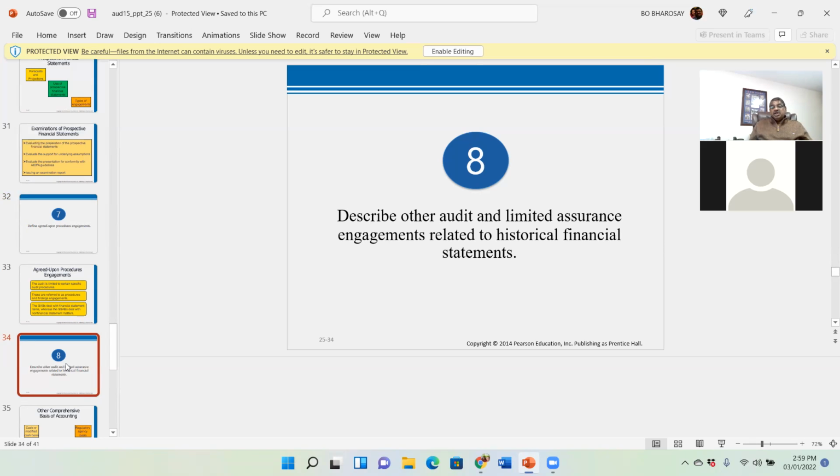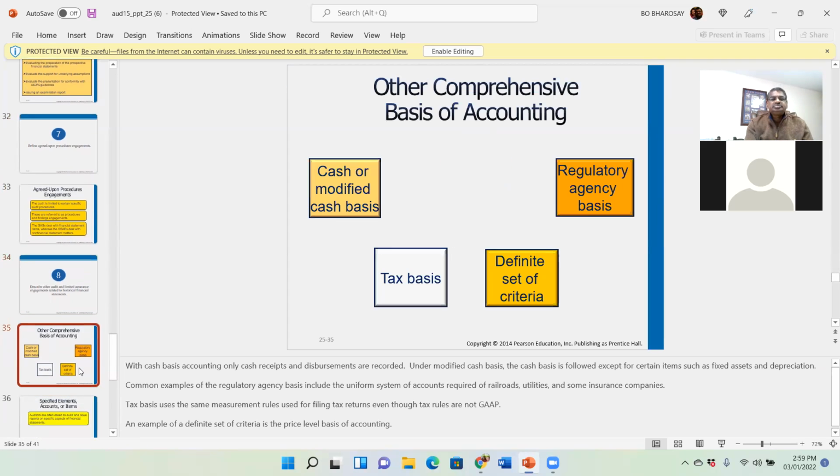And the last part of what we're going to talk about are other audits and limited assurance engagements related to historic financial statements. Financial statements prepared on other comprehensive basis of accounting: cash or modified cash basis, financial statements prepared on the basis of cash receipts and disbursements. This is not GAAP. Tax basis, again, that is not GAAP. Regulatory agency basis. You have all kinds of regulatory agencies.